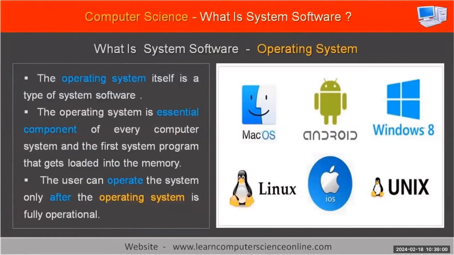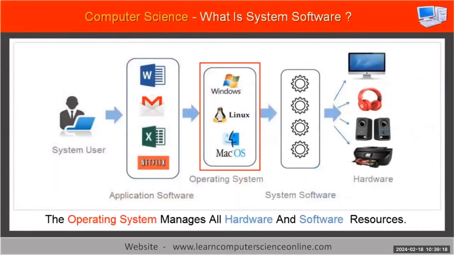The operating system is an essential component of every computer system and the first system program that gets loaded into the memory each time the system is powered on. The user can operate the system only after the operating system is fully operational. The operating system is responsible to manage and control all the system resources. That includes all hardware.